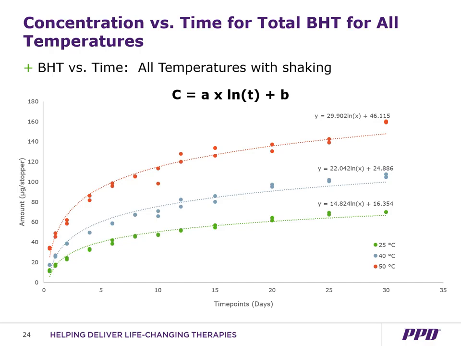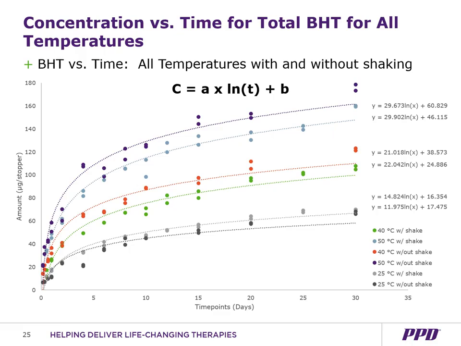And from this data, we were able to use the same general equation shown above the plot in bold there, where we have concentration is equal to a constant A times the natural log of time plus the constant B. What is new is that the shaking did not affect the amount of BHT extracted.